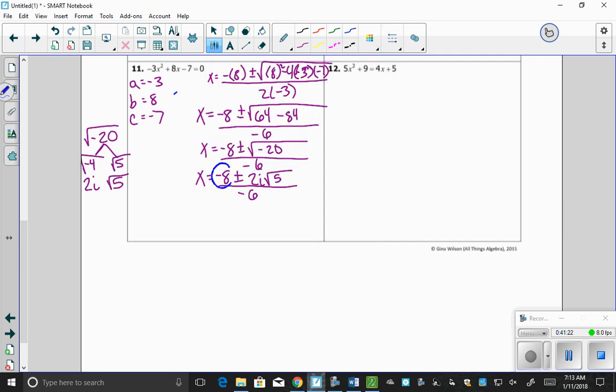From here, you are going to simplify these three numbers. A number that will go into all three of those numbers is 2. So when you do negative 8 divided by 2, you get negative 4. Plus or minus 2 divided by 2 is 1. So you're left with 1i square root of 5 over negative 6 divided by 2, which is going to give you negative 3. Pull the negative up, and you're left with x equals 4 plus or minus i square root of 5 over 3.